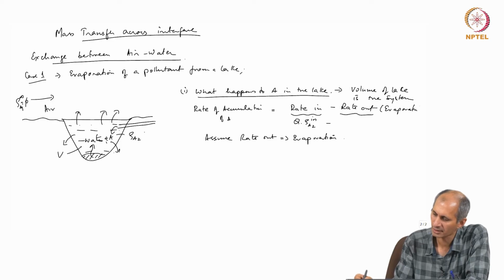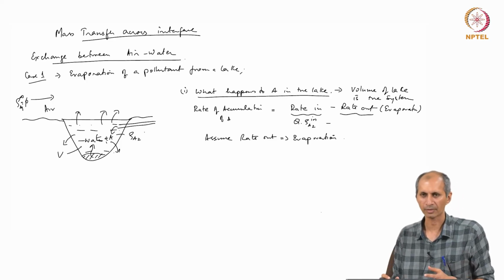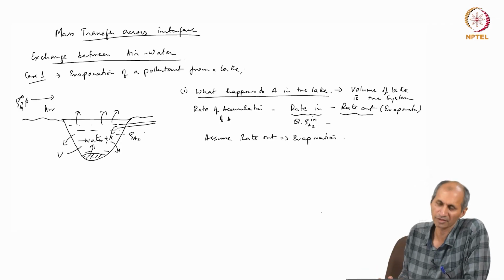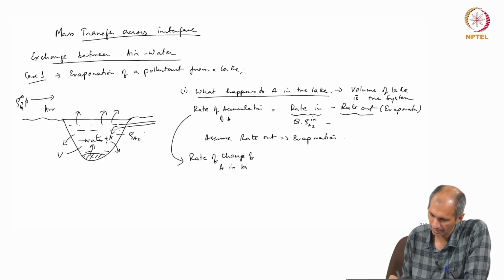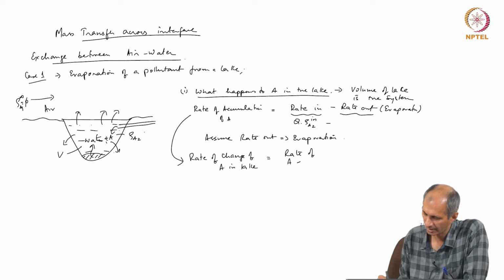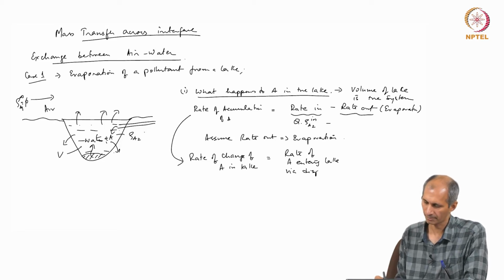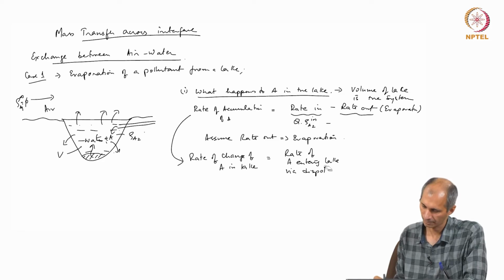So, you have to write this statement in English first. This is very important because then from each term here. So, this conversion of the statement will be: rate of change of A in the lake is a result of rate of A entering the lake via disposal minus rate of A exiting the lake via evaporation.